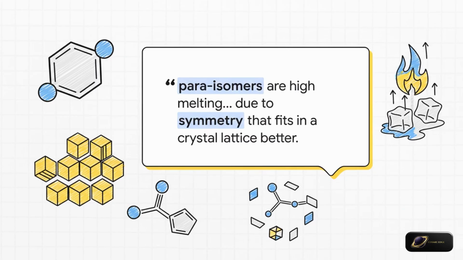And check out this fascinating little detail about melting points. For benzene rings with two things attached, the para version, where they're on opposite sides, is super symmetrical. Because of that symmetry, it packs into a solid crystal really neatly, like perfect-fitting puzzle pieces. And that perfect fit means you need a lot more energy to break it apart and melt it, so it has a much higher melting point than its less tidy cousins.